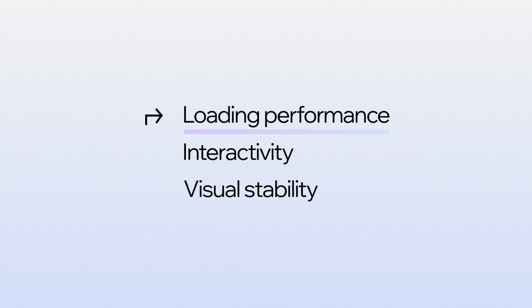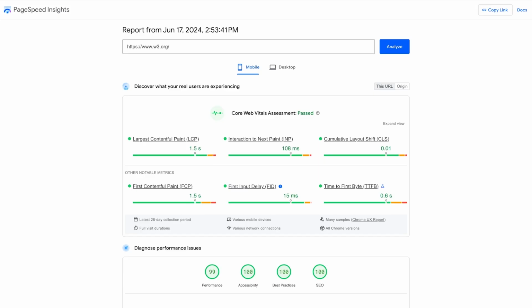But what are core web vitals? They're a set of factors that Google believes are particularly important to user experience. They measure real-world user experience based on three factors: loading performance, interactivity, and visual stability. Loading performance is measured with a metric called largest contentful paint, or LCP. Simply put, this is how long it takes for the page's main content to load.